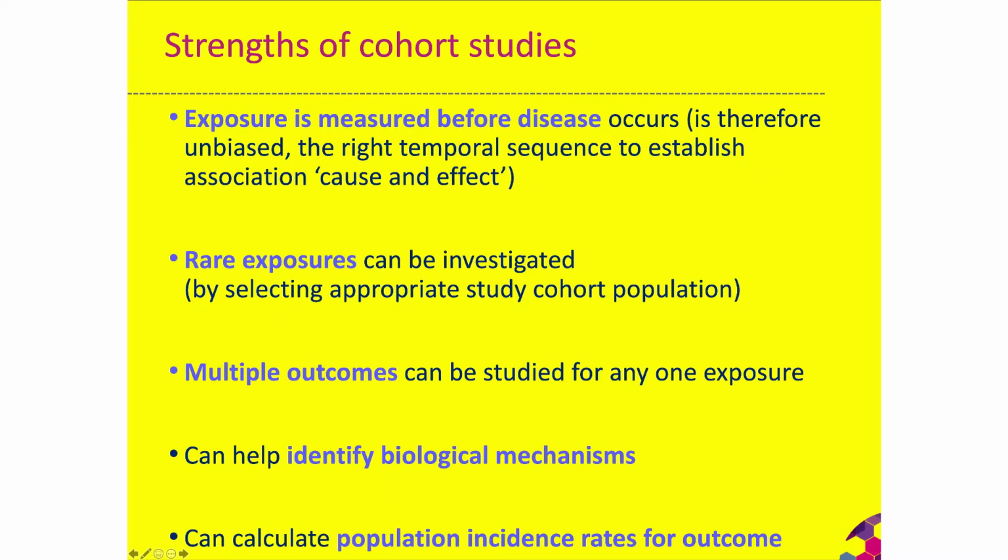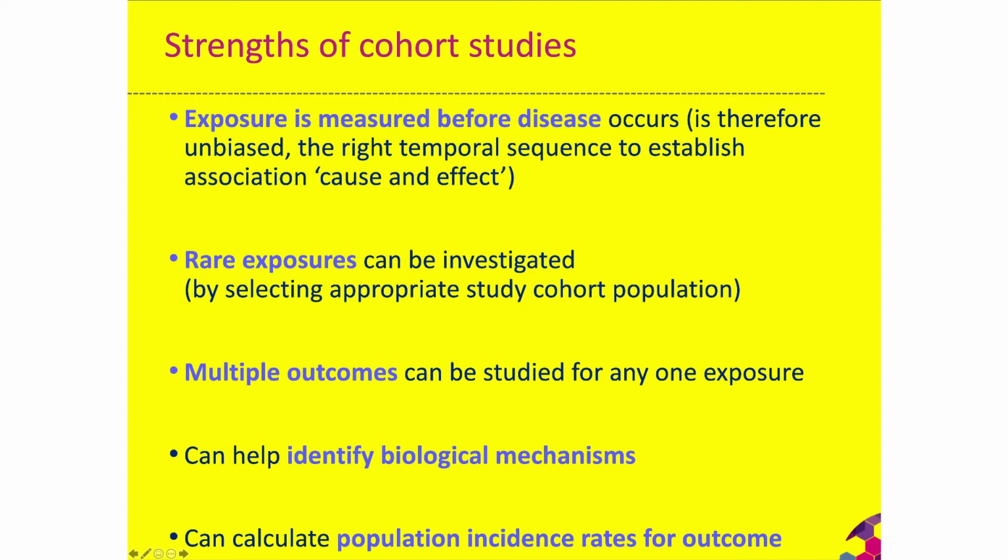So what are the strengths of cohort studies? The biggest strength of cohort studies is that exposure is measured before the disease or health outcome occurs, and it's therefore unbiased. We can't fake or tamper with the results. We have the right temporal sequence to establish an association, a cause and effect relationship. We can look at rare exposures. We can look at multiple health outcomes for any one exposure.